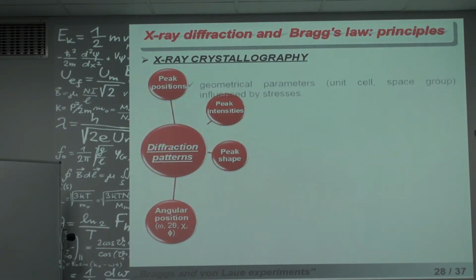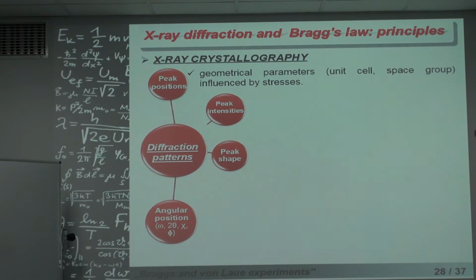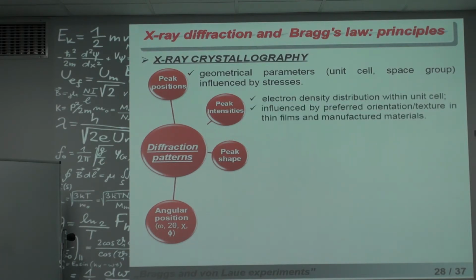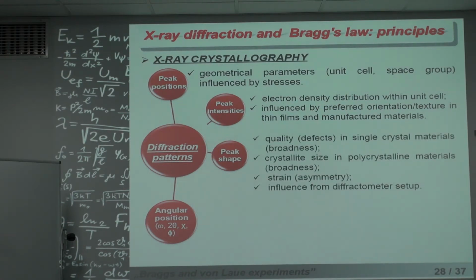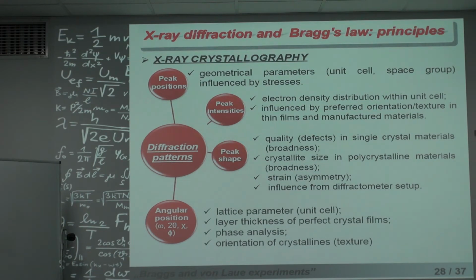So, having the peak position, we may define geometrical parameters. Peak intensities relate to electron density and are influenced by orientation. Peak shape tells us about the quality, crystalline size, strain, and influence from the setup. And angular position tells about lattice parameters, thickness, and phase analysis.